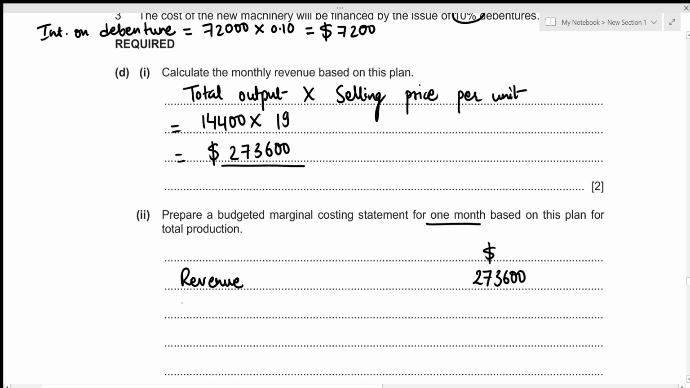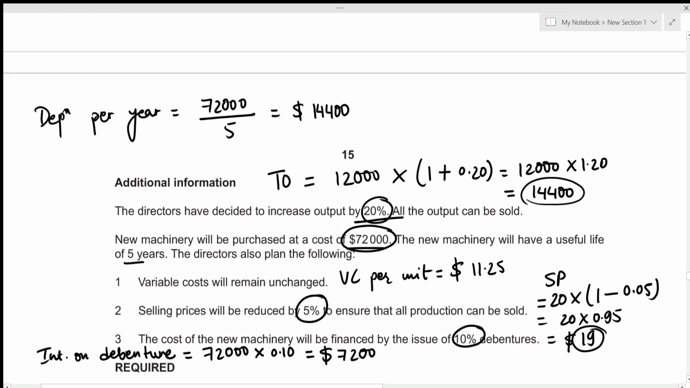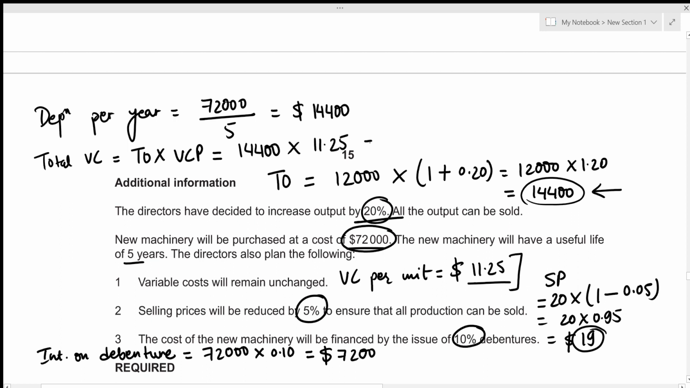Now we subtract the variable costs. Okay, let's have a look above. We can see that the variable cost per unit still remains at 11.25. So let's figure out the total variable cost. That is just going to be the total monthly output times the variable cost per unit. So we have our total monthly output to be 14,400. And we just need to multiply it with our variable cost per unit, which is 11.25. And this gives the total variable cost to be 14,400 times 11.25, which results in the value of 162,000.